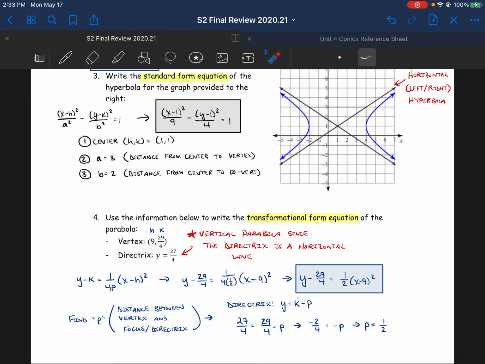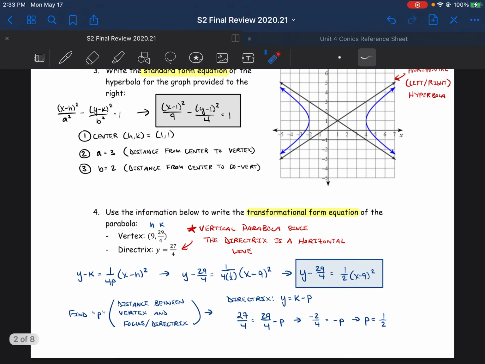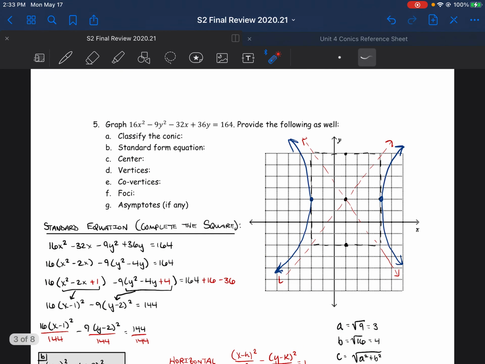All right, last problem for our conic sections review. And it's a good one. It's the one that all of your free responses on quizzes and tests looked like. We give you a general form equation, and we want to find all the information. We want to know what kind of conic it is, what's the standard form equation, the center, the vertices, the co-vertices, the foci, the asymptotes, all that good stuff. And we want to graph it as well, okay?